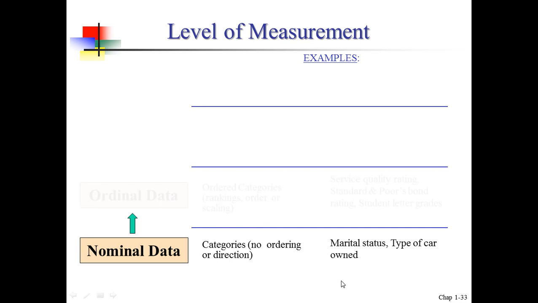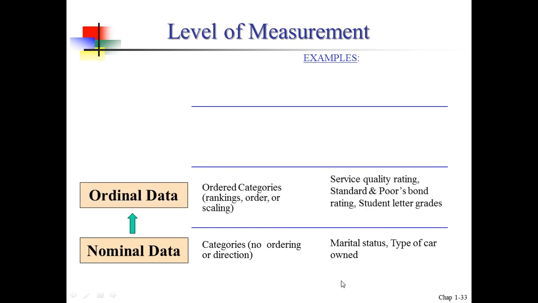Higher than nominal level is ordinal level. In the ordinal level, after grouping, each group can be put in order. Items in each group can be ordered from smallest to largest, or from largest to smallest. Ordered categories, ranking, order, or scaling. Here is an example: service quality rating. Maybe you go to school, you can rate this service, that service, maybe the teachers, the way the teacher teaches, or the way the school provides service, in terms of the librarian service or other services.